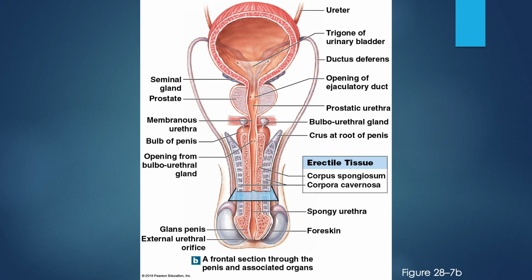Figure 28.7b shows you the male reproductive tract in general and all of the structures that are involved. So first, starting up at the top, we have the ureters, and the ureters are conducting urine from the kidneys to the bladder, which is the muscular holding tank for urine until it's time to urinate. When it's time to urinate, urine will go through the bladder, through the prostatic urethra, the membranous urethra, and out through the spongy urethra, through the external urethral orifice and out.